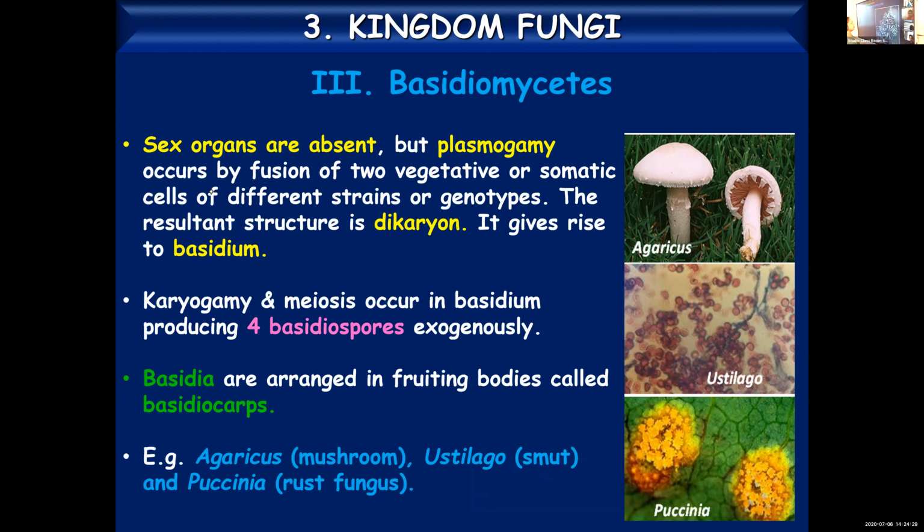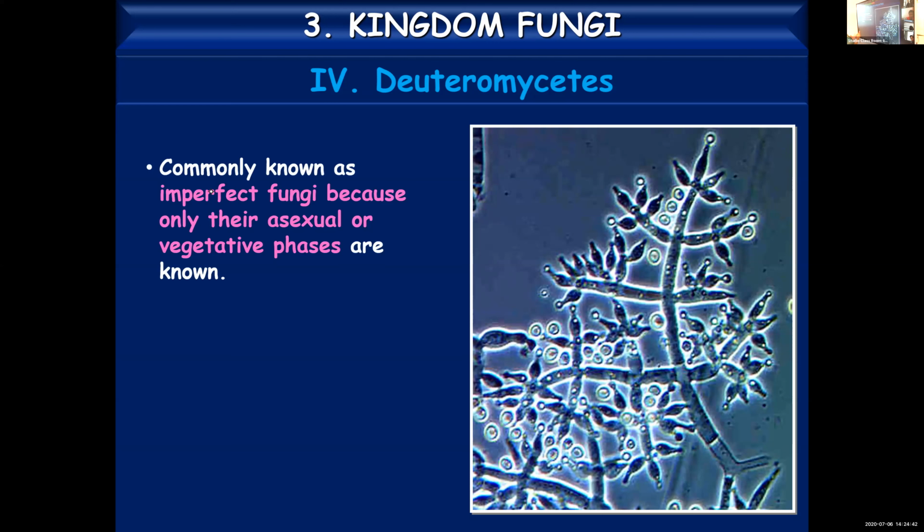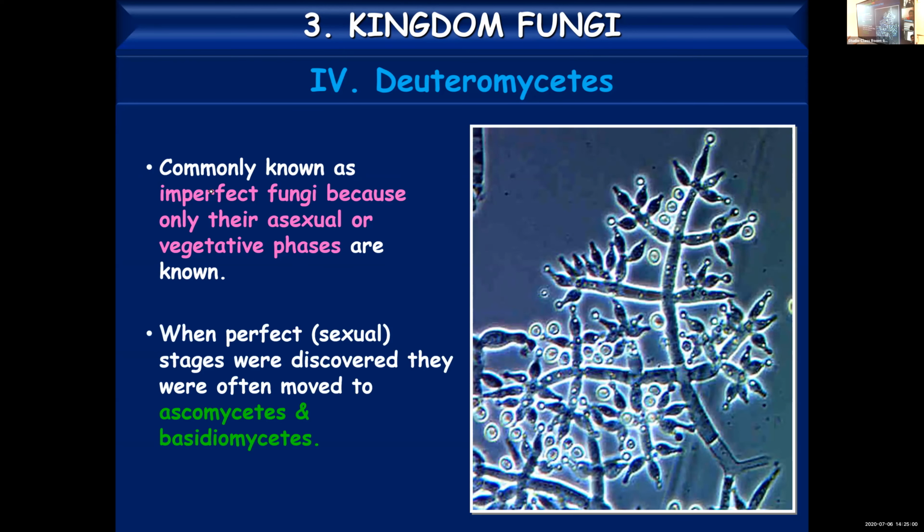Now moving on to Deuteromycetes. Deuteromycetes is unique when compared to the other three. You call them imperfect fungi. And here the sexual phase is absent, or you can say only asexual and vegetative phases are known to us. So far, no sexual phase is shown by this class of fungi. And in case some sexual stages are discovered, then they will be grouped into Ascomycetes or Basidiomycetes.